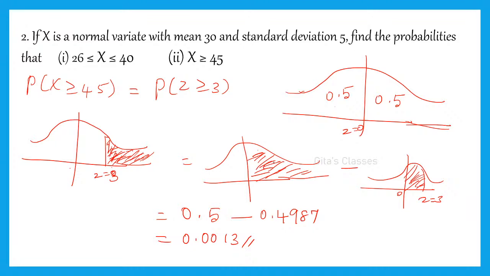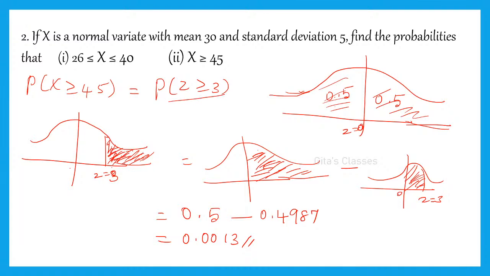Listen. The total area is always 1. Z is equal to 0 divides the entire region into 2 equal parts. So this side area is 0.5, and this side area is 0.5. Okay, I want P of Z greater than or equal to 3.